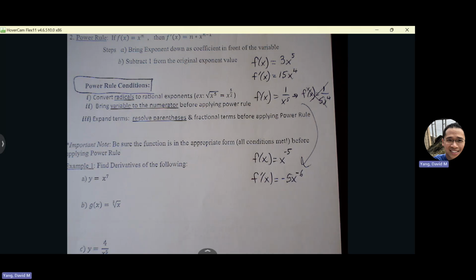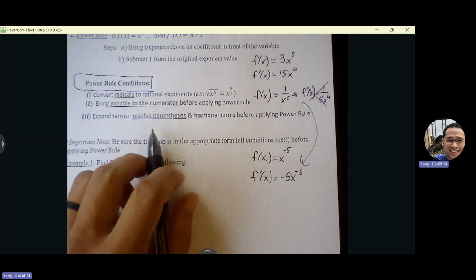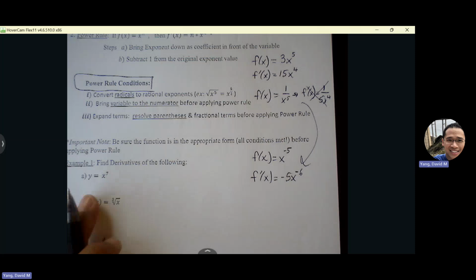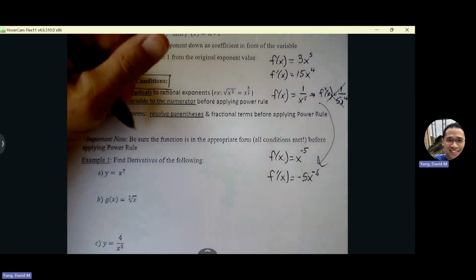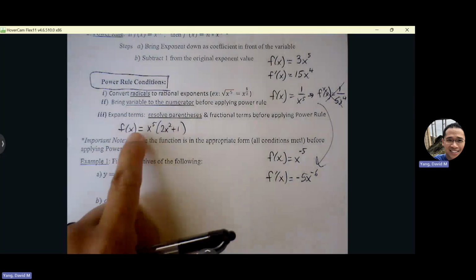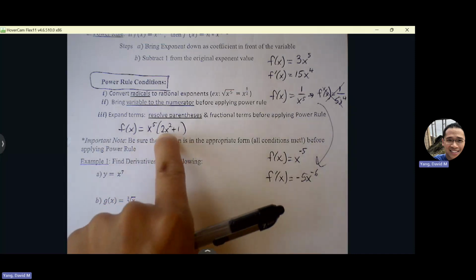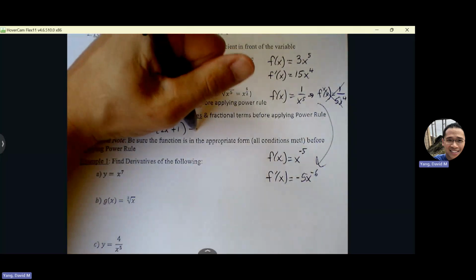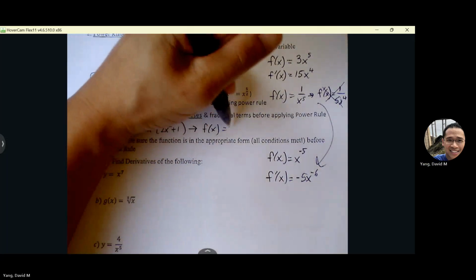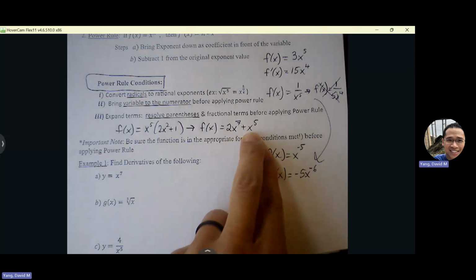And then the last helpful step is you want to resolve your parentheses in factored terms before applying power rule. So for instance, if I had f of x is equal to x to the fifth times 2x squared plus 1, I can't just do power rule and say, oh, that's 5x to the fourth and that's 4x, and I'm done with it. If possible, I have to get rid of all the parentheses. And then we can go through power rule.